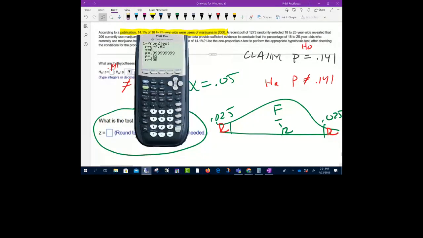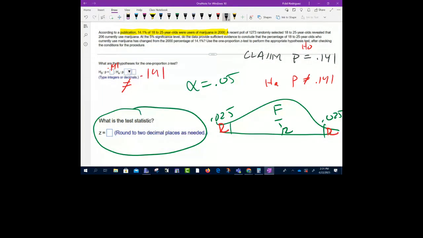So look, y'all, I'm going to come back over here. Let me clear this out. Let's go second vars, let's go inverse norm, 0.025. Okay, let's go like this. Okay, y'all, I'm coming up with negative 1.96. That's that one there, and positive 1.96 for the other one.